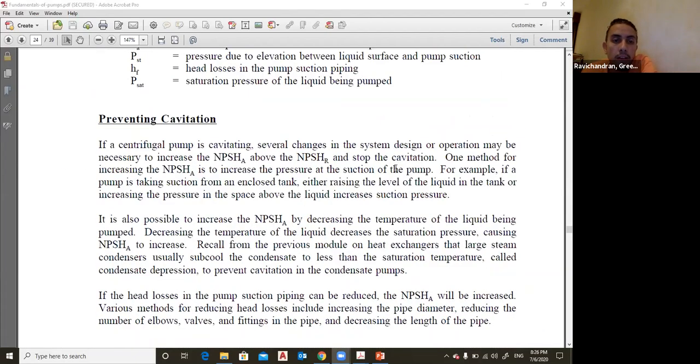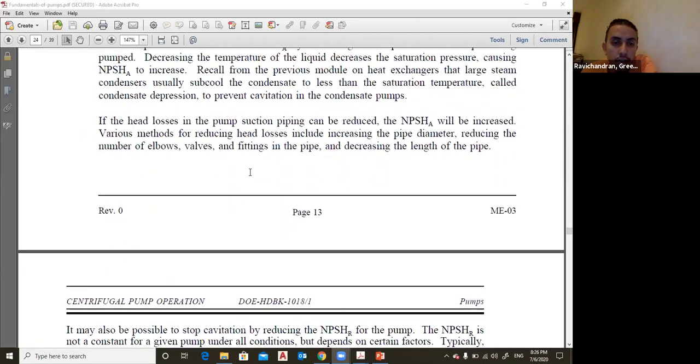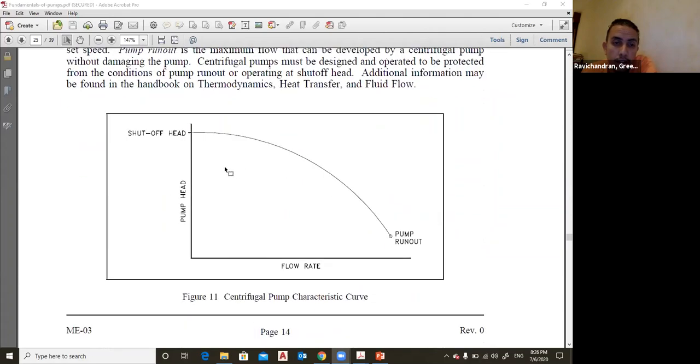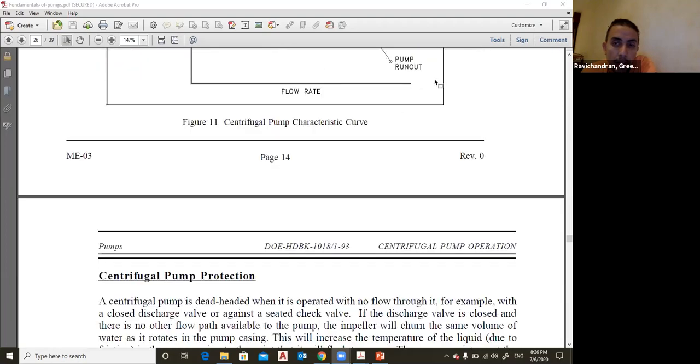Okay. How to prevent cavitation. Characteristic curve for centrifugal pump. On this characteristic curve, how to find shut off head? It's measured when this point is 0. And pump run out.